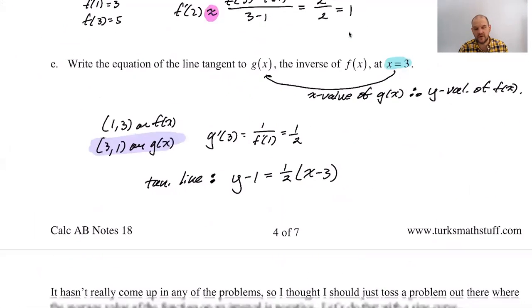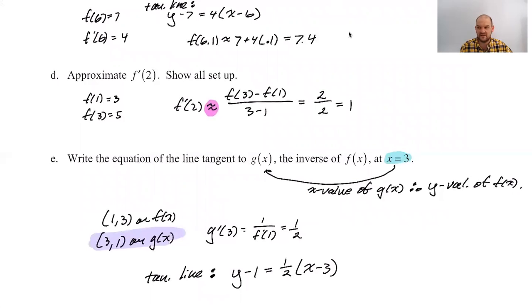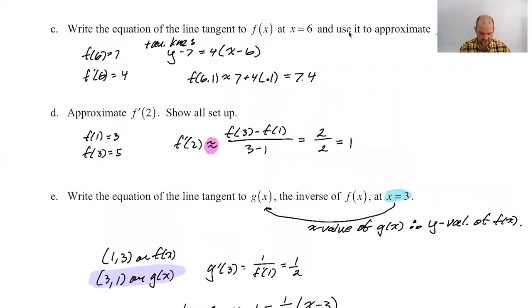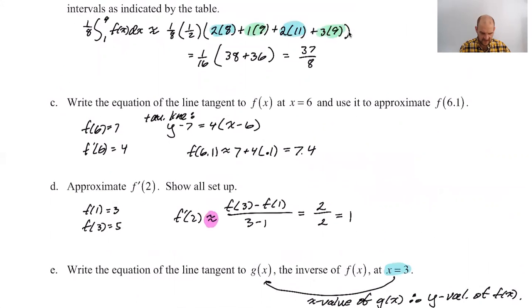Super good table problem, good review, right? Derivative of the inverse comes up a lot. Approximating derivatives comes up all the time. It's almost always on one of the first free response questions of the AP exam, which is nuts, right? Because it's just like average rate of change, but whatever.